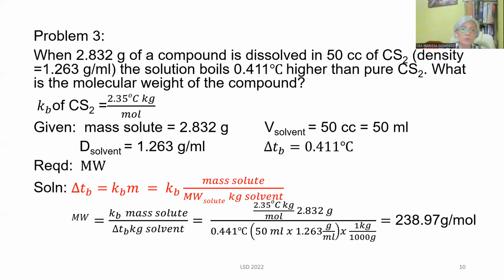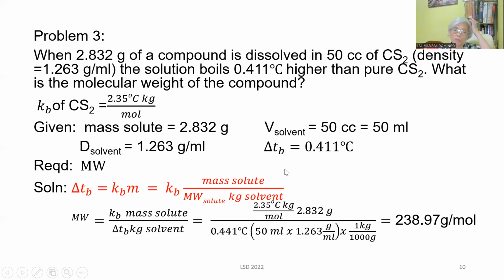Okay. So given K sub B, again, this is taken from the table, constant for K sub B, 2.35 degrees Celsius kilogram per mole. Abstracting the data, the mass of solute is 2.832 grams. The volume of the solvent is 50 ml. The density of the solvent is 1.263 gram per ml. So this early, it is safe to surmise that we will be able to solve for the mass of the solvent by multiplying the volume with the density.